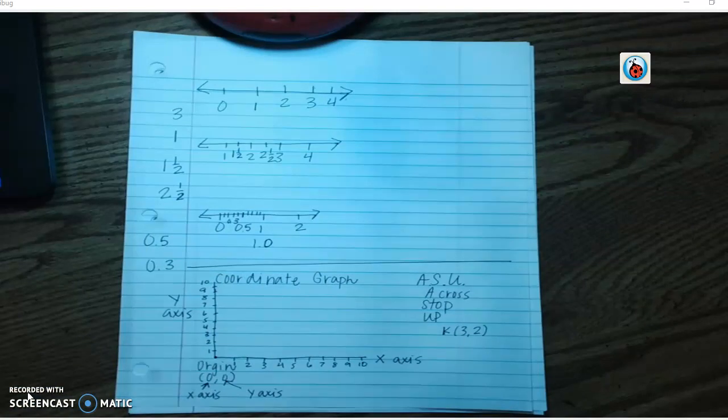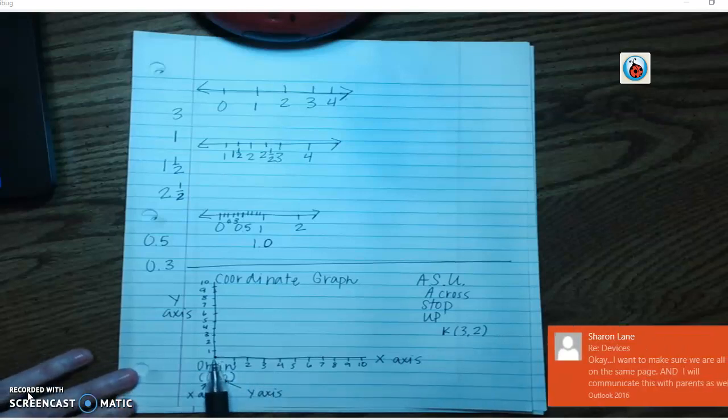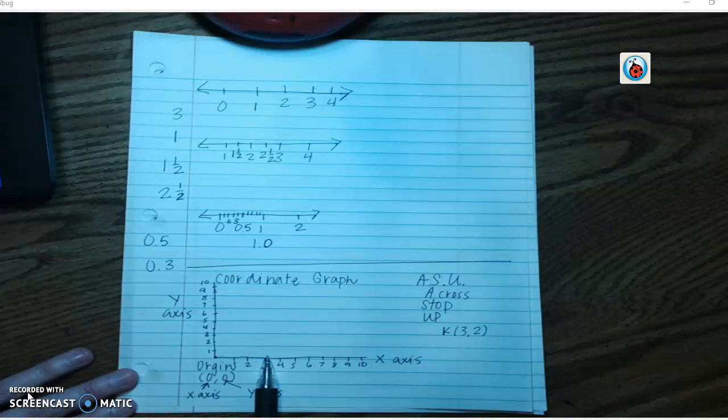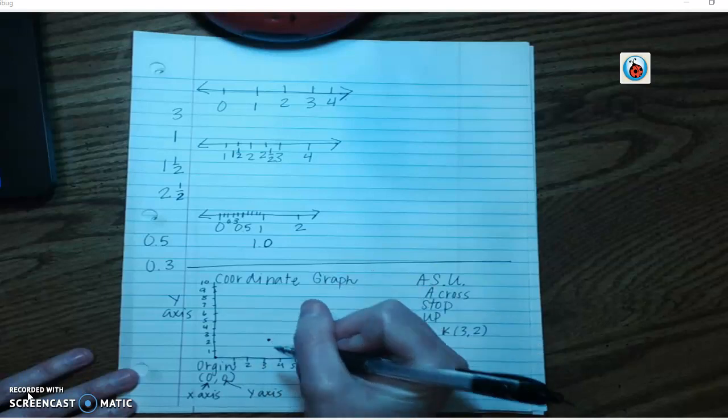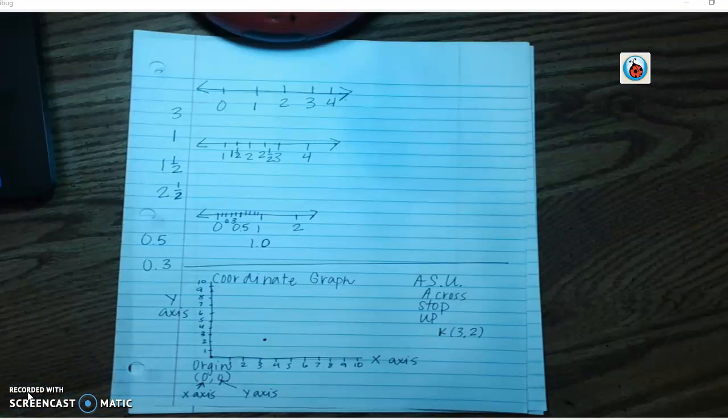So starting with my ordered pair 3, 2, I'm going to start at my origin, 0, 0, and I'm going to go across 3, right? So 1, 2, 3. I'm going to stop, and then I'm going to go up 2. So 1, 2. Now it doesn't have to be perfect on your paper, because we don't really have any lines like we do on a normal coordinate graph, but we're just going to make it work. So this is going to be K.